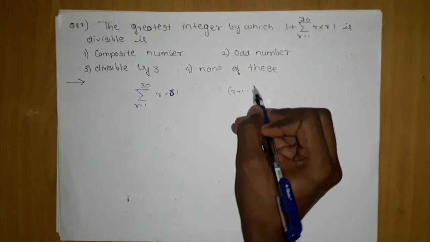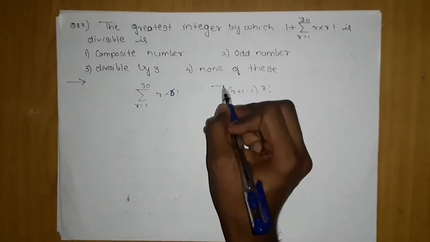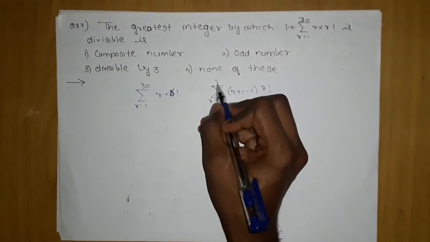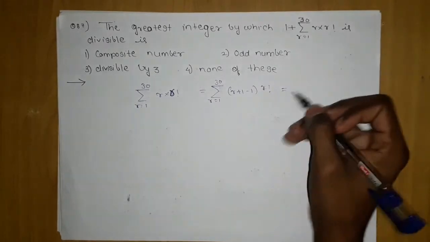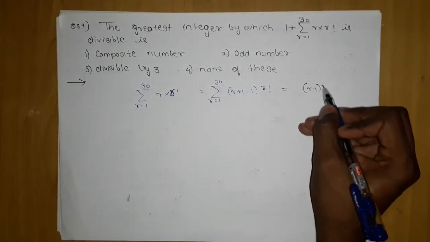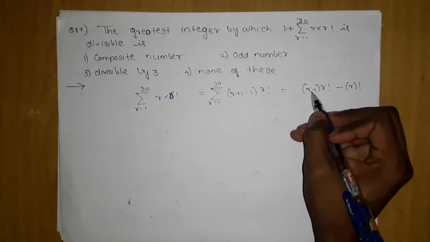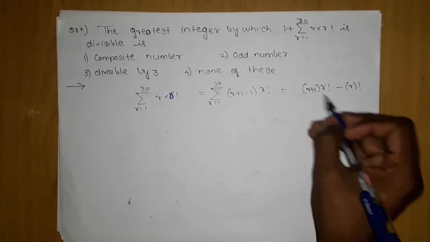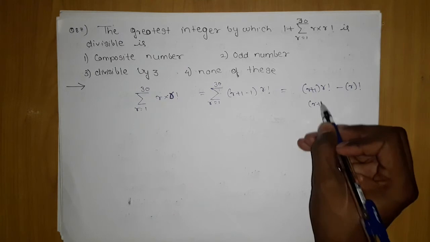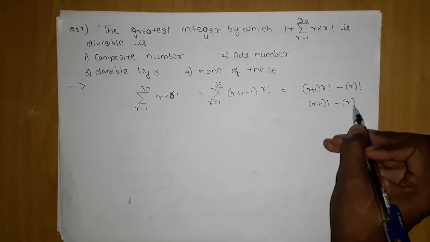Okay, we have done this also. But it's my duty to tell you again and again, as the problems arrive. So r·r! = (r+1)! − r!. This is nothing but (r+1)! minus r!.